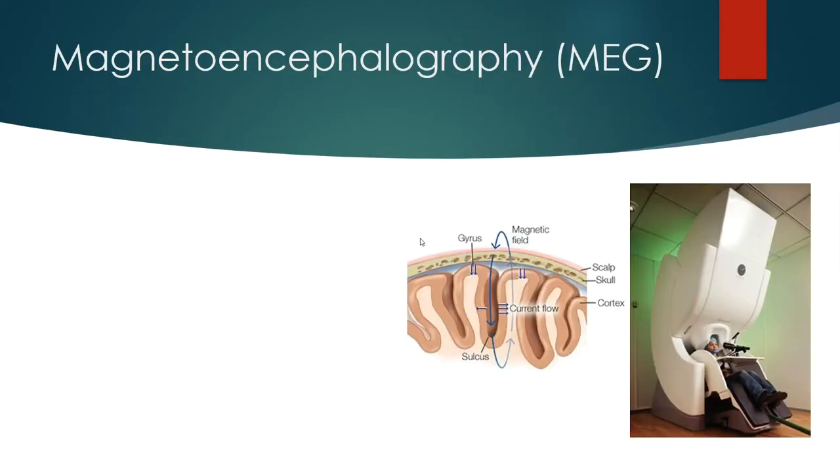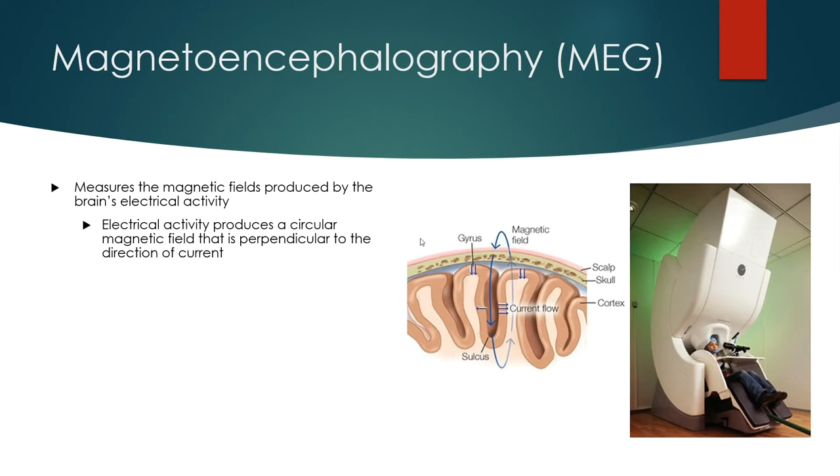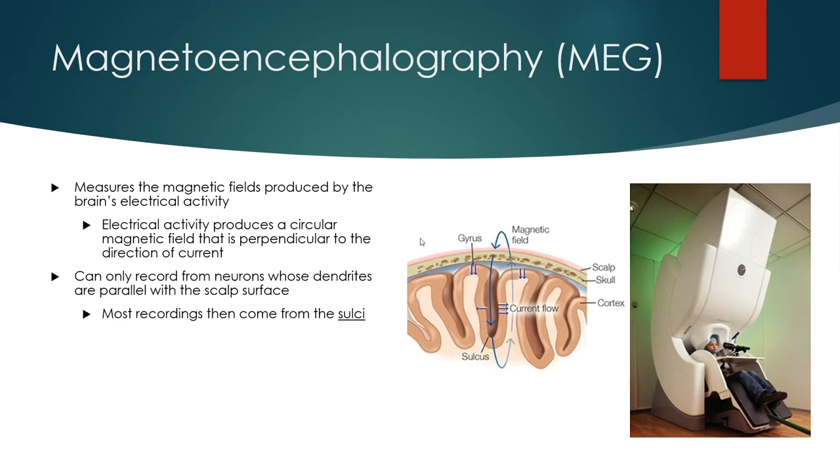MEG is this really fancy upside-down toilet on their head. Kind of cool. It fixes some of the problems with EEG. It gives a lot better spatial precision. What it's doing is picking up on the magnetic fields. Whenever something produces electricity, it produces a magnetic field in a circle perpendicular to the flow of the electricity. And the MEG uses a series of what they call SQUIDs, these receptors that are kind of like an EEG net over the brain, to pick up those different magnetic fields.